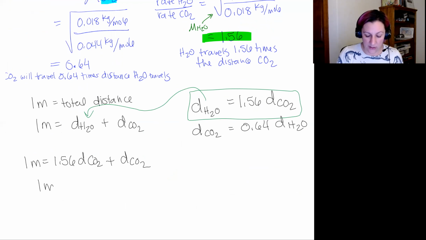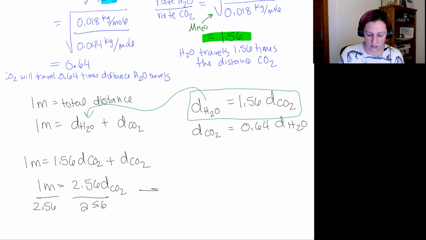So 1 meter is now equal to 2.56 times the distance of CO2. If I divide both sides by 2.56, the distance that the carbon dioxide travels will be equal to 1 divided by 2.56, which is going to be 0.39 meters.